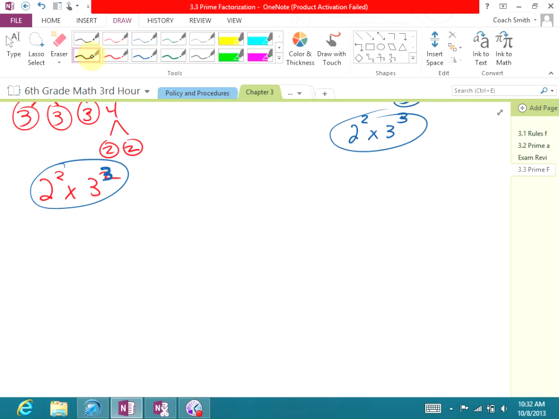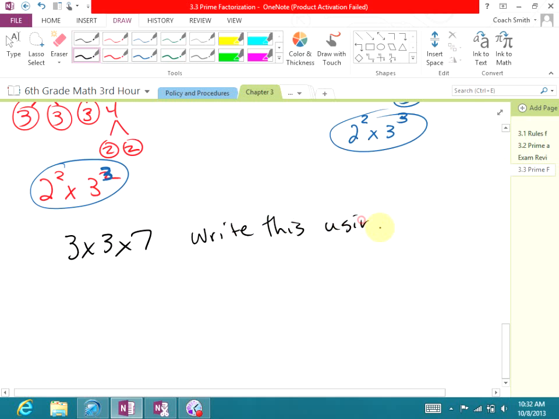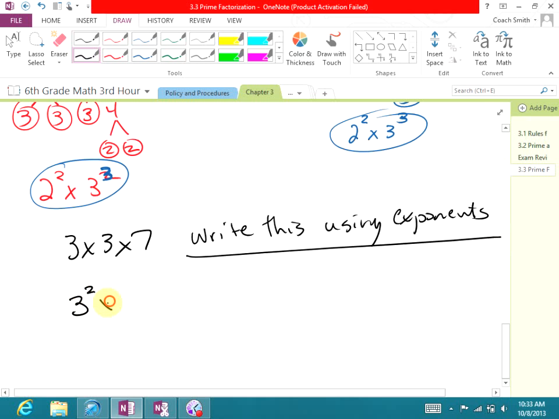Now, let's look at writing this. Let's see here. 3 times 3 times 7. I want you to write this using exponents. Okay, so what would the answer be writing that using exponents? Tristan? And 7? There you go. 3 to the second power times 7. Now, the reason it's 3 to the second is because I have 2 threes. So that's where my exponent of 2 comes in.